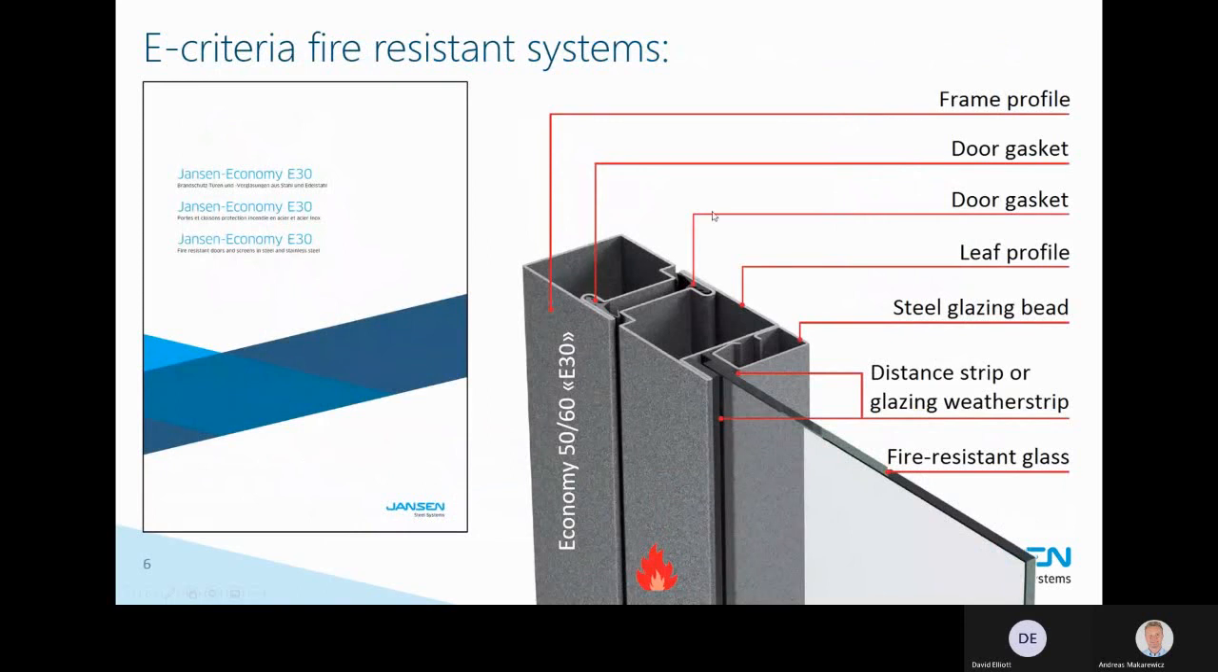Here again, a close-up. You have no thermal break. It's just like one shell, one tube system. You see the gaskets here. You see the distance tape or the glazing gasket, but that's it. And here the glazing bead that keeps the glass in place. Typical example of an Economy 50 or 60 fire protection element.